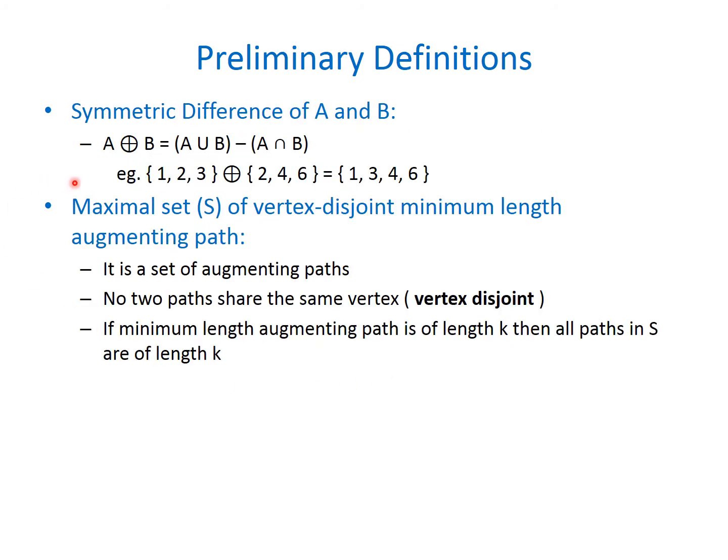Symmetric difference of two sets A and B is a set which contains only those elements of A and B which are not common to them. Also, for the algorithm, we would need to find the maximal set of vertex disjoint minimum length augmenting paths, which is the set S. So let's see what it means. Firstly, it is a set of augmenting paths. Second, no two paths in S share the same vertex, which means that it is vertex disjoint. And finally, if the length of the smallest augmenting path is k, then all paths in S should be of length k.